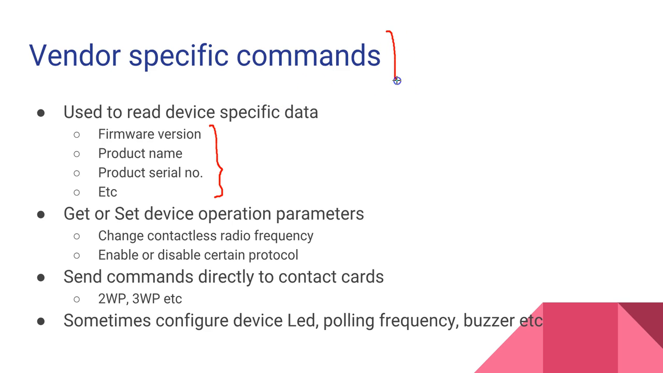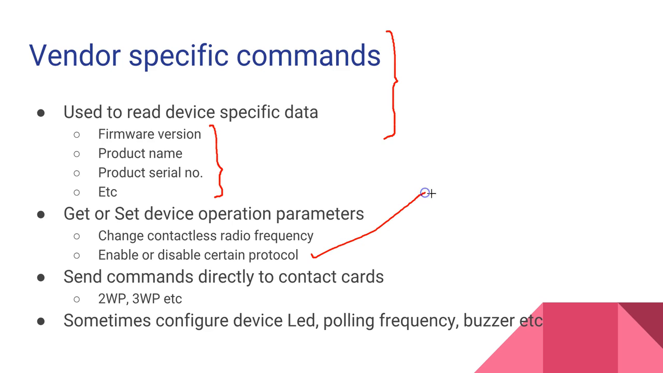Most often, we focus more on how to communicate with the contactless or contact cards, and we almost ignore these types of commands. But sometimes it is required to understand vendor specific commands so that you can configure the reader well. Some more examples are you can either get or set the device operation parameters. Say for example, you can change the contactless frequency. If you have a dual frequency reader, probably you can use these vendor specific commands to change the frequency of the reader.